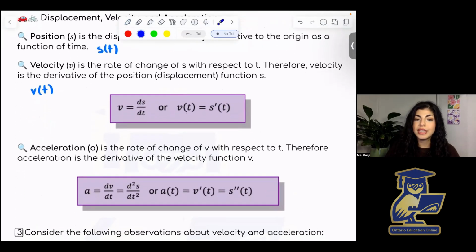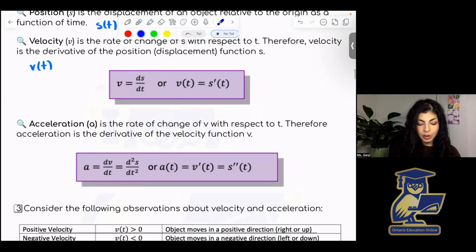Now, acceleration is the rate of change of the velocity. So, for example, you are speeding up and you keep speeding up, and we want to know what the rate of change of that speeding up is with respect to time as well. And so acceleration being the derivative of the velocity function v, that is actually also a second derivative of the displacement function because it's a derivative of a derivative.